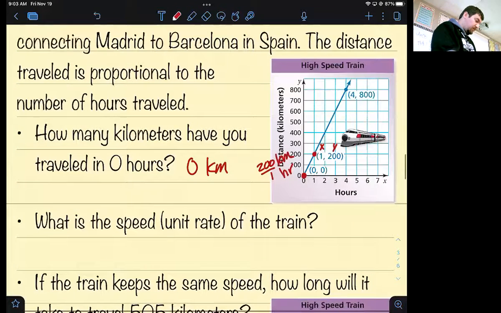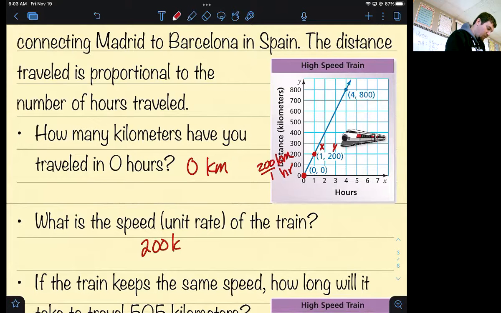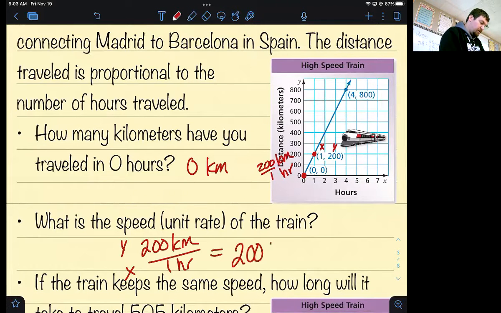I think that's the next question. It is. We did 200 kilometers. That was our Y value. Oops, km. Divided by our X value, which was 1 hour. By the way, that's our unit rate because that's 1 hour. And that gave us 200 kilometers per hour.